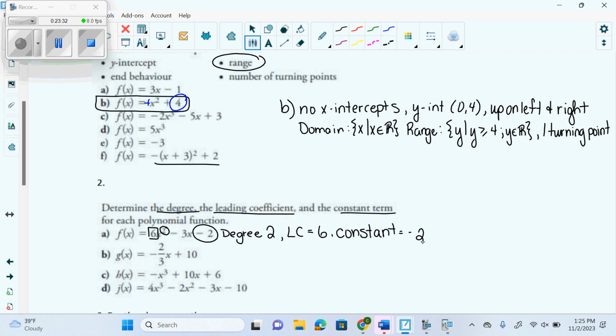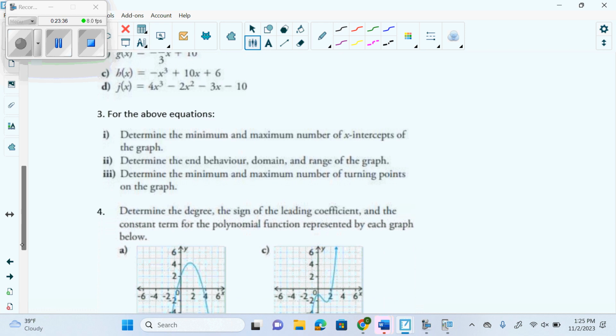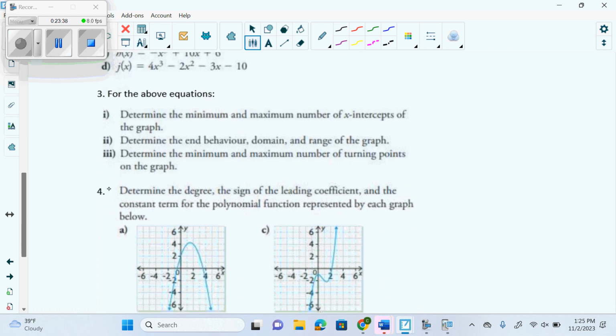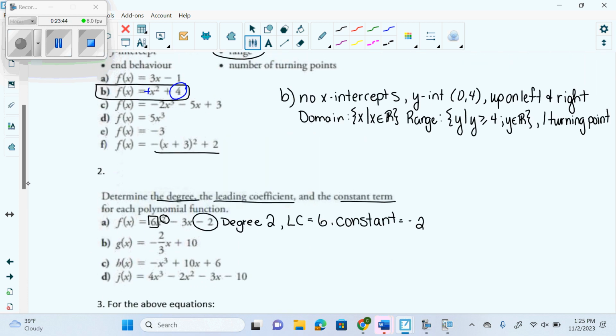So that one's due for tomorrow as well. And then I want you to do 4. Degree, sign of leading coefficient, constant term. So 1, 2, and 4. Okay? They're due for tomorrow.